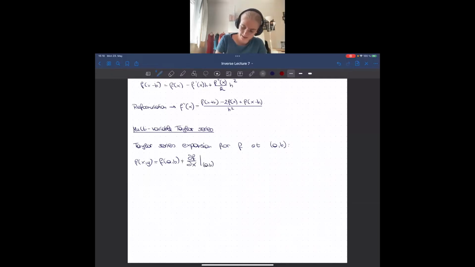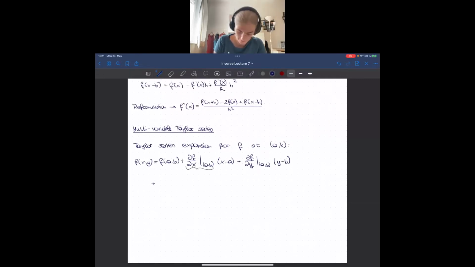So what this thing here means, we first build the derivative of the function with respect to x, so with respect to the first variable, and then once we have done it, we plug in (a, b). So this is multiplied by x minus a. Then we do the same thing for the derivative with respect to y. So this was the first part.